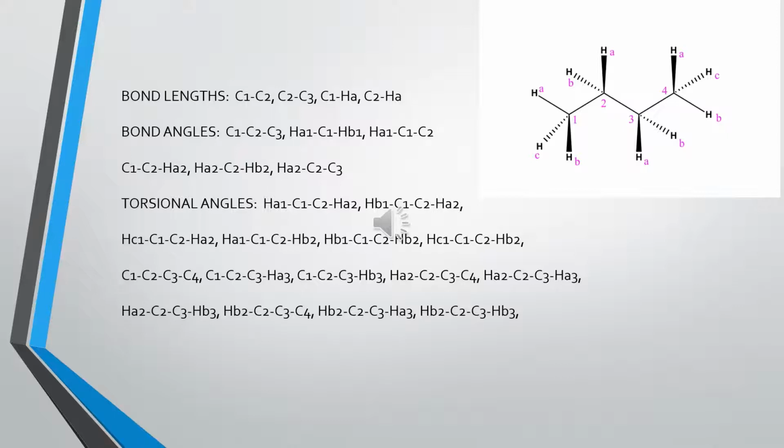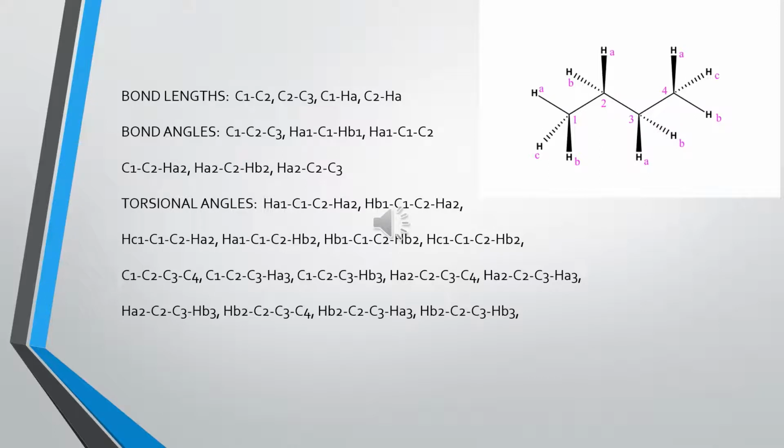Because of symmetry, right? So in other words, the bond between carbons 1 and 2 is exactly equivalent to the bond between carbons 3 and 4. So we don't repeat that, right? The bond between carbon 2 and HA is exactly the same as the bond between carbon 2 and HB, so we don't repeat that. So these are the 4 unique bond lengths. How about bond angles? There are 1, 2, 3, 4, 5, 6 unique bond angles. And you can convince yourself of this.